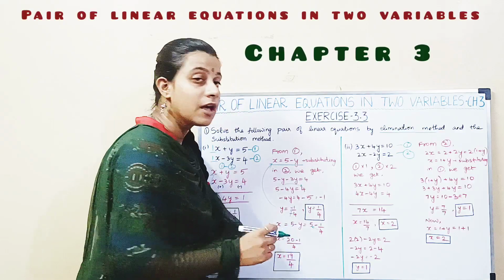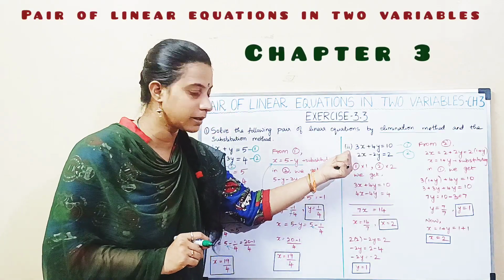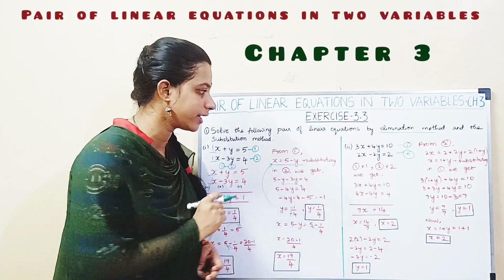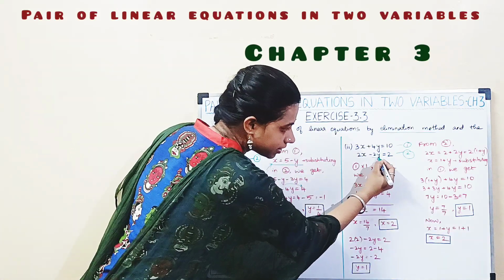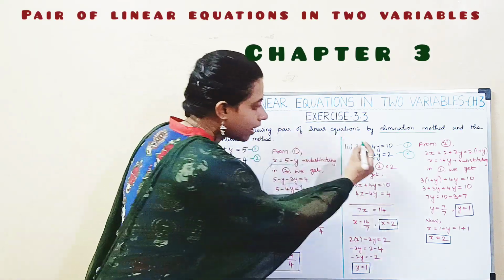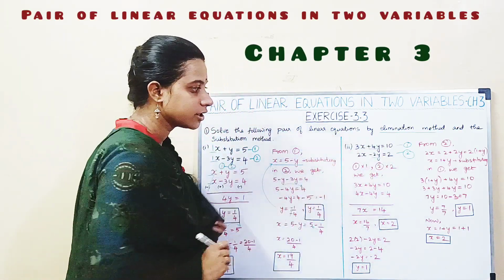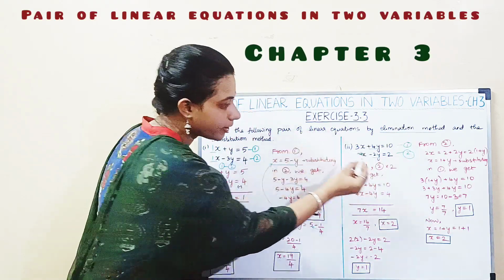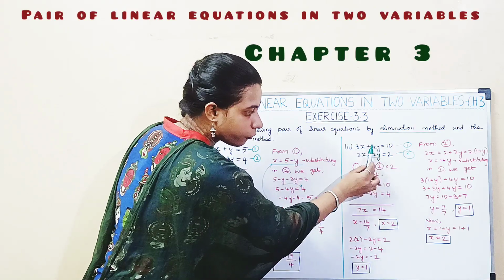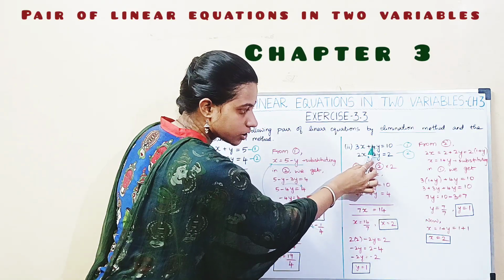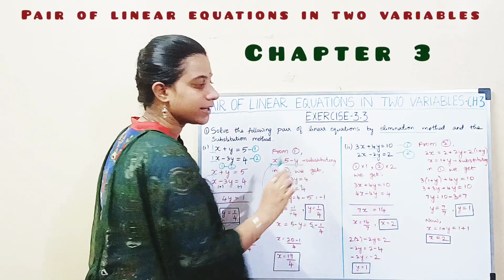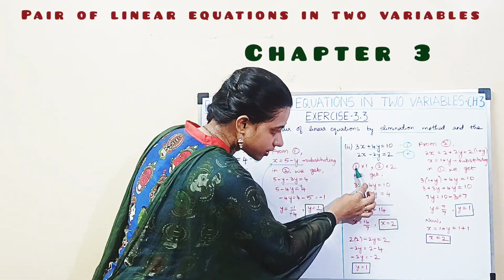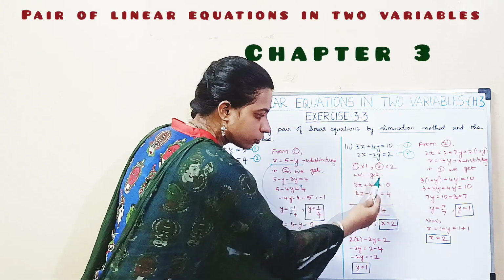So now we will multiply both the equations with numbers such that we get the same or equal coefficient for any one of the variables. Here y has minus 2 as coefficient in the second equation and 4 as coefficient in the first. If we multiply equation 1 by 1 and equation 2 by 2, we will get 4y in the first equation and minus 4y in the second equation. So we will do equation 1 into 1 and equation 2 into 2.